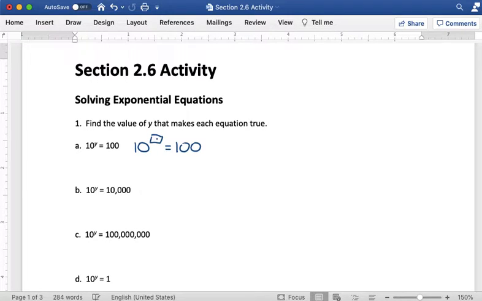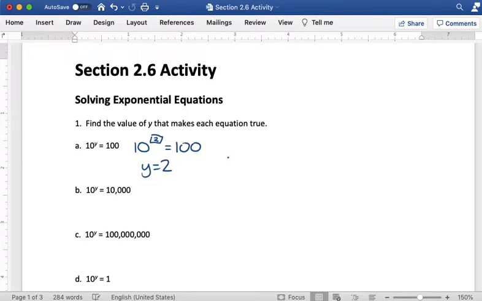And you might already know this, it's 2. So 10 to the second power, or 10 times 10, equals 100. That means that y equals 2. For part B, now we want to know 10 to what power equals 10,000.